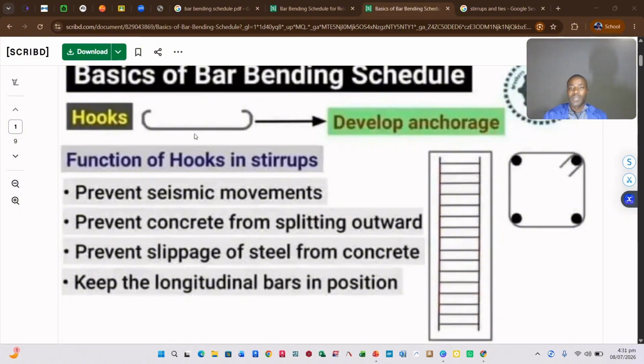Now, how do we develop the length for these hooks? We have what is known as development anchorage, or development length. We're talking about the length that is necessary to distribute evenly the stress inside the concrete, so as to ensure that our steel is firmly gripped inside the concrete. That length required to ensure this grip in concrete is what we call development length.